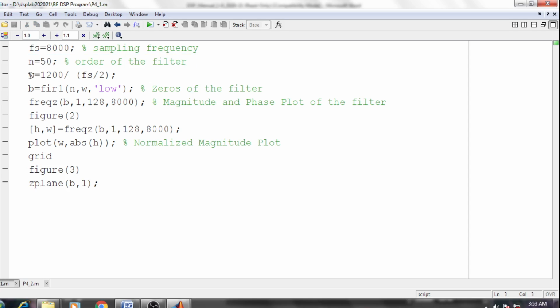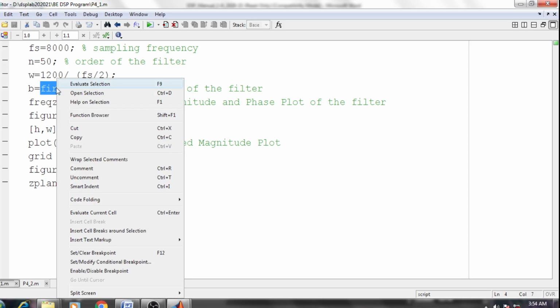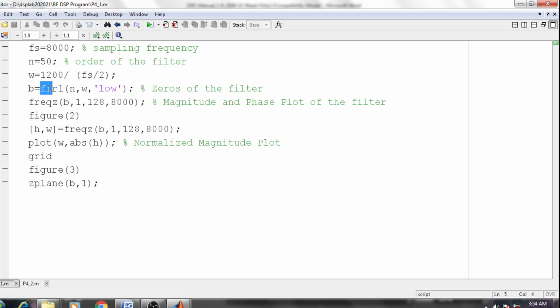Similarly, we decide the cutoff frequency, w is equal to 1200 hertz. This cutoff frequency is calculated as 1200 divided by fs by 2. So this formula is adopted to find the omega. Then the coefficients of the filter can be calculated by using the FIR1 filter function. Now I am showing you the use of this function.